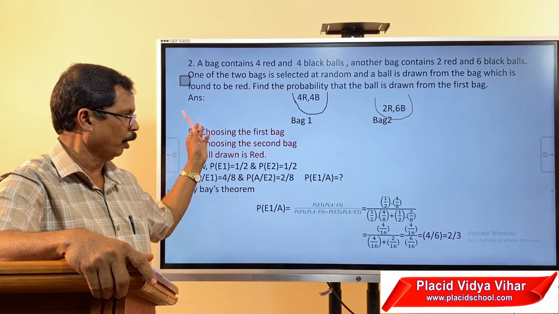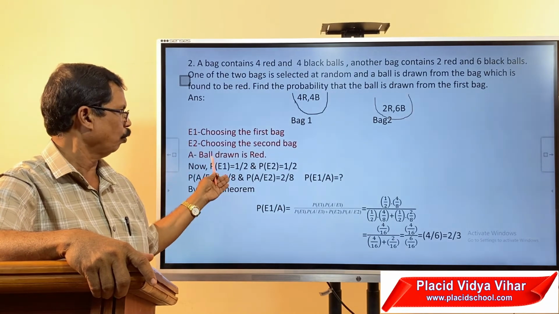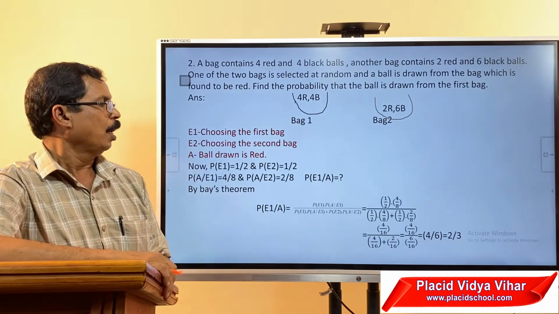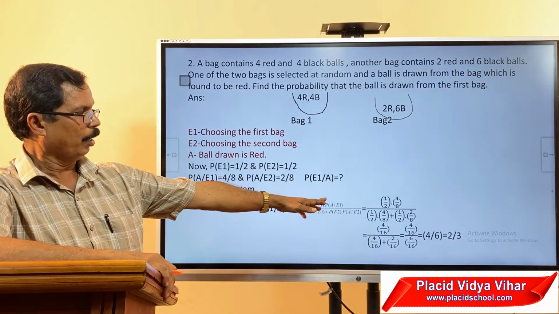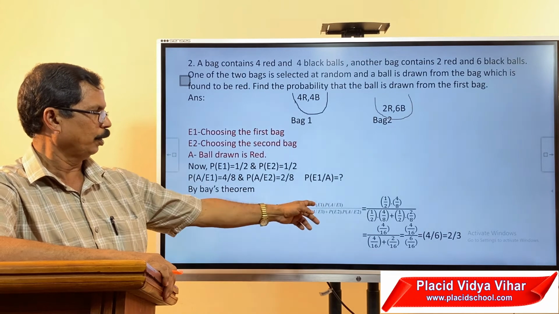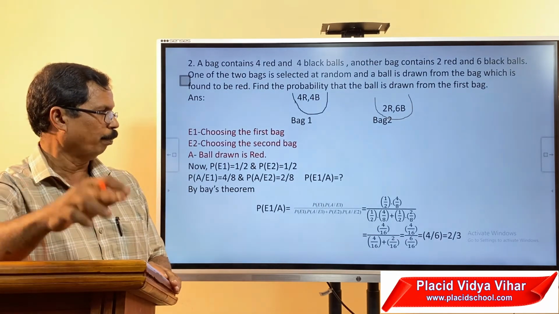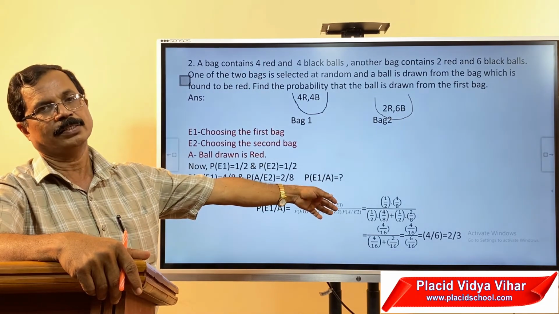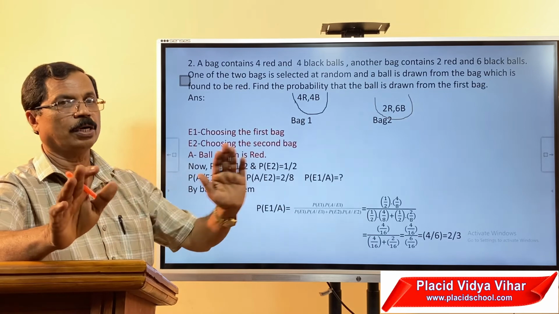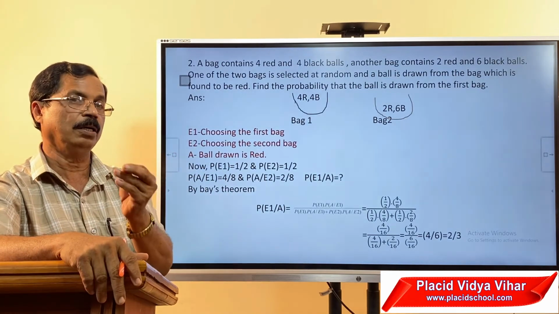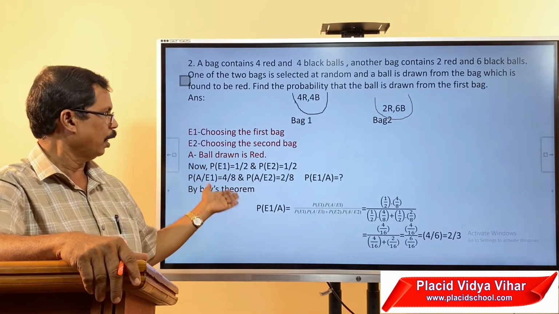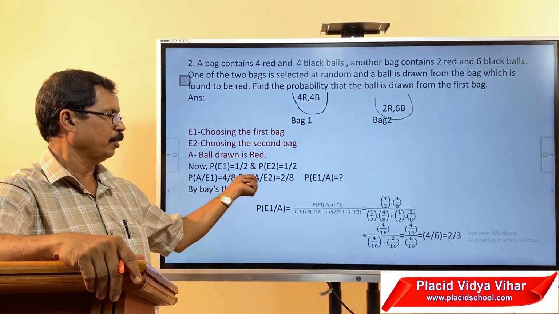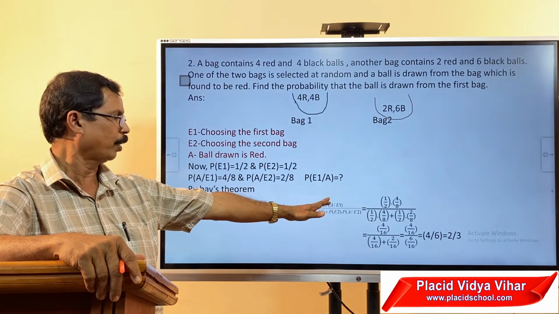We have written all the values here. Okay, go through all this. See, the numerator is 1 by 2 into 4 by 8. And the denominator is 1 by 2 into 4 by 8 plus 1 by 2, that is the probability of E2, into 2 by 8. Then you do the simplification. Then you will get the answer, that is 2 by 3. That's all about Bayes theorem. The problem is very simple, but when you write all the details, there should not be any mistake. If you make a mistake here, your answer will never be correct.